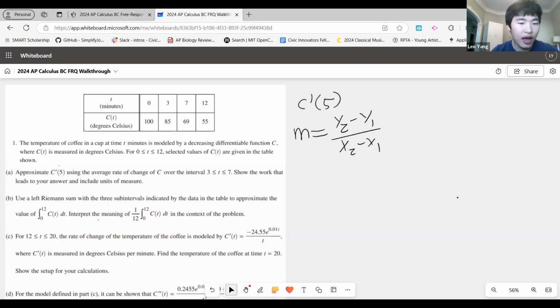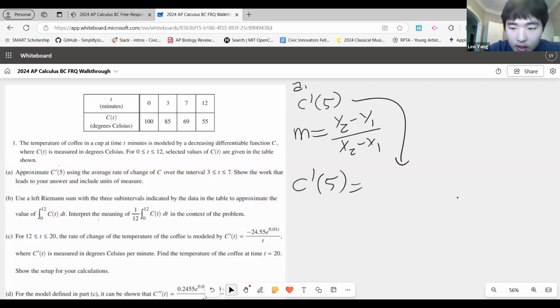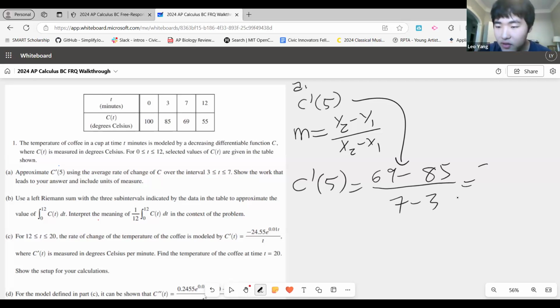So if you have c prime of 5, we're going to approximate that. We just take the average rate of change from when t equals 3 to t equals 7. This is part A, by the way. So c prime of 5 equals 69 minus 85 over 7 minus 3. We can plug this into the calculator or solve it by hand. We'll solve it by hand for now. This is equivalent to negative 16 over 4, which equals negative 4.